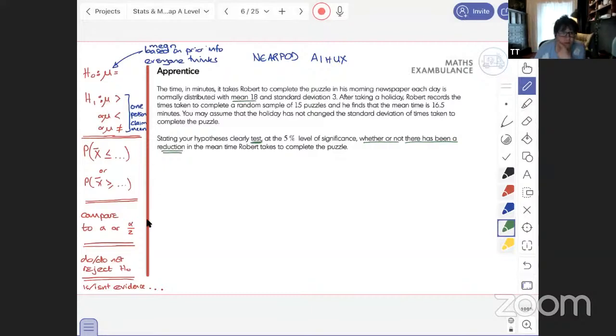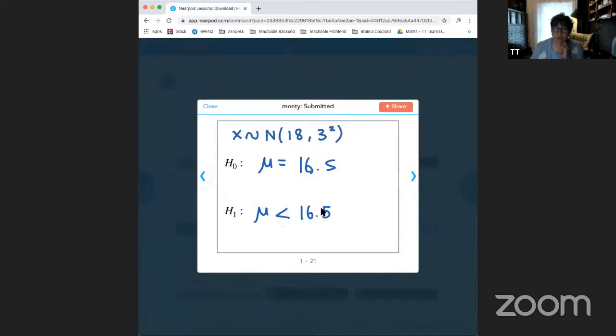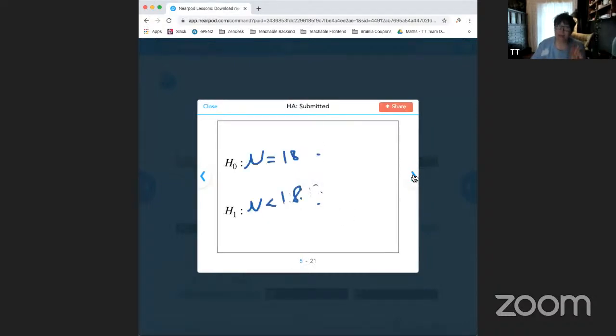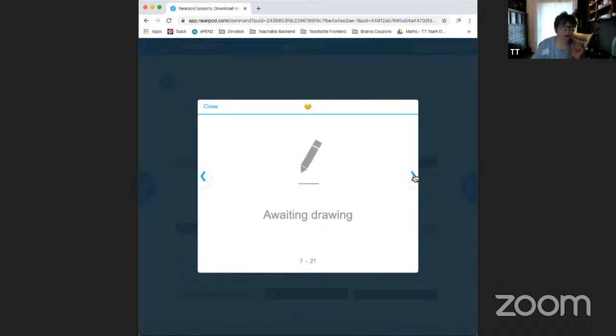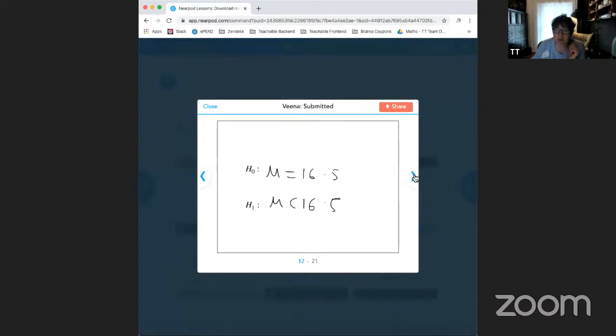Why can't I see all your answers? Oh, there we go. Okay, I can see them all now. So the mean is not 16.5. The mean is this guy here, 18. So it's distributed normally. The mean is 18 and the mean is what goes there, mu. I agree with the less than for the reduction, but it should be 18. Mu is 18, mu is less than 18. Perfect, mu is 18, and then the alternative is less than.